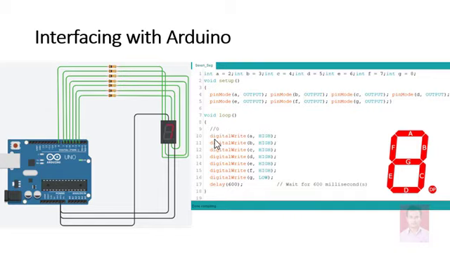Initially, what I'm sending here is that, from A to F I'm sending a high signal and sending low on G. So as G is low, it will be off and the rest of them will be turned on. So it will show the character like a digit 0. So digit 0 will be printed.